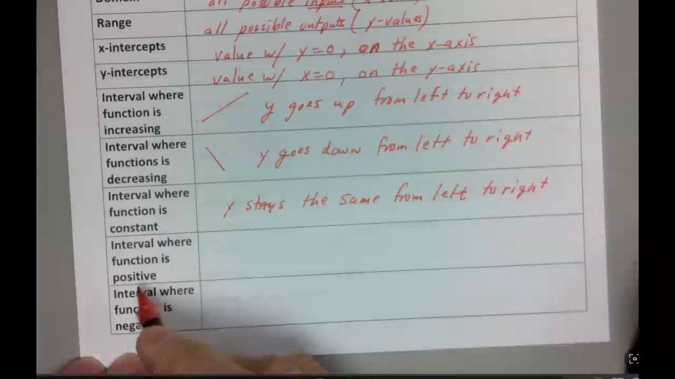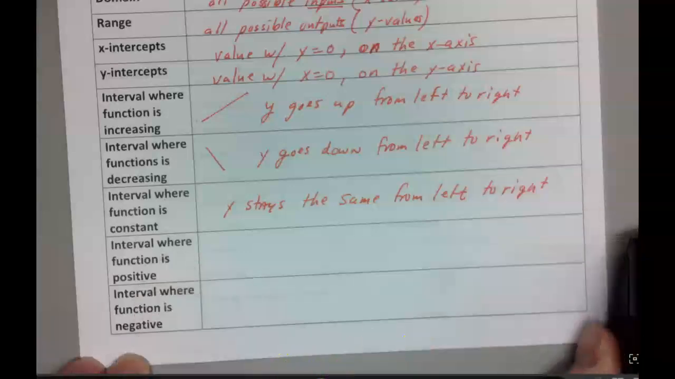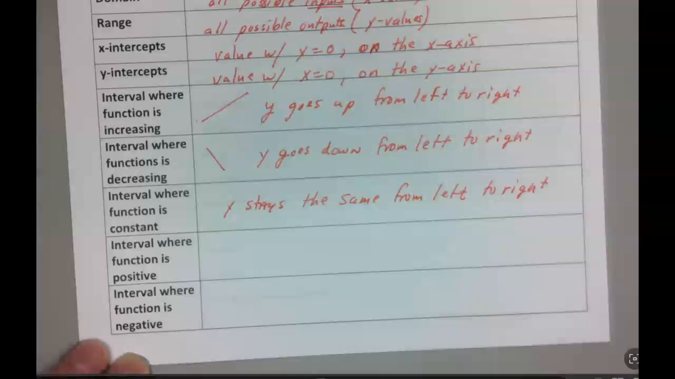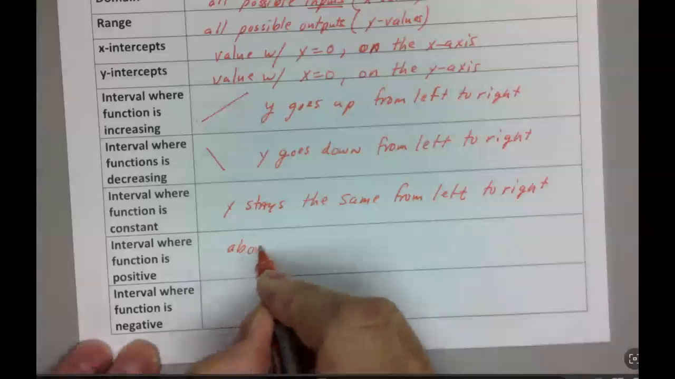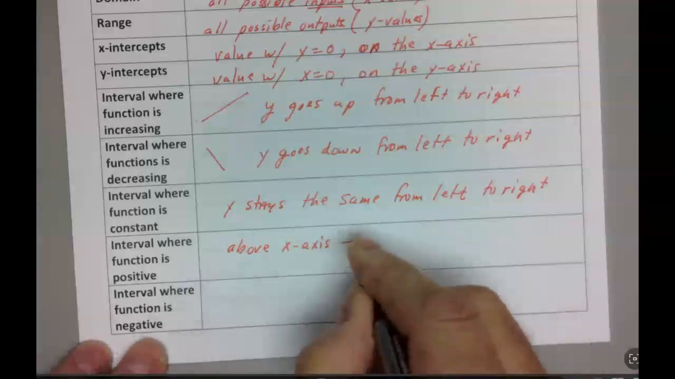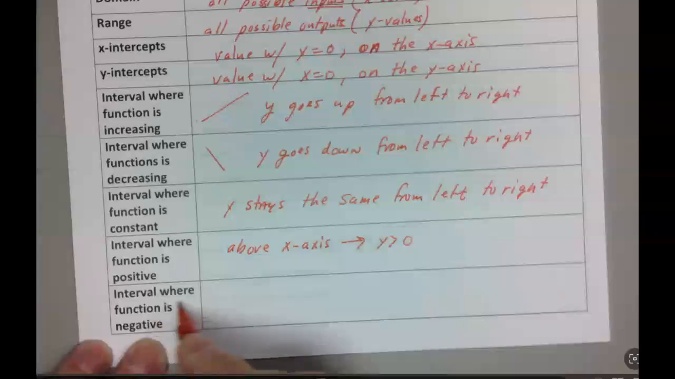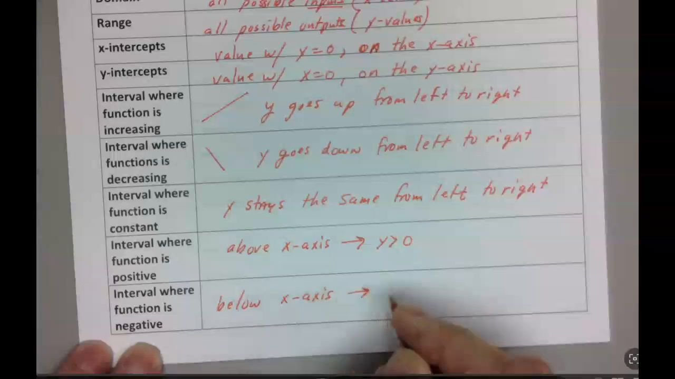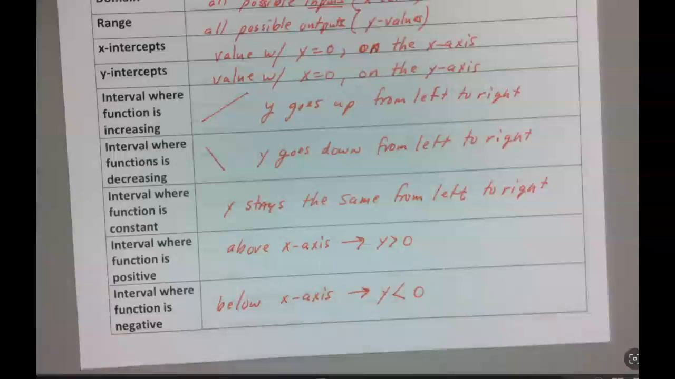Interval where a function is positive, it's all the values that are above the x-axis, where y is greater than 0. Interval where a function is negative is below the x-axis, and it's where y is less than 0. Okay?